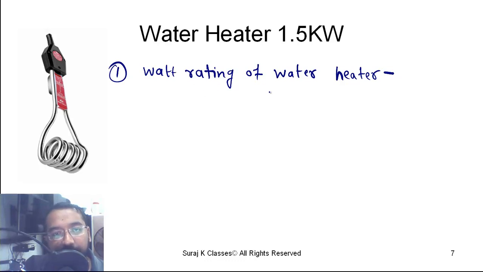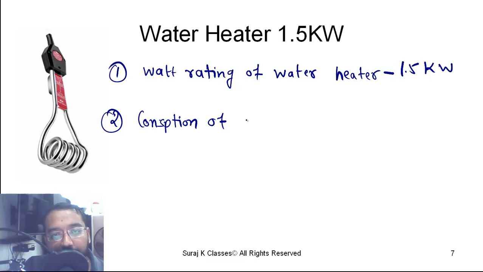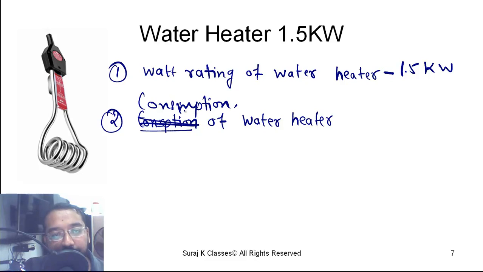So this is the first thing that you should have for the calculation of the light bill for this particular water heater: the watt rating of the water heater, that is 1.5 kilowatts. Second thing, the consumption of water heater, the time consumption of the water heater, that is 15 minutes only.